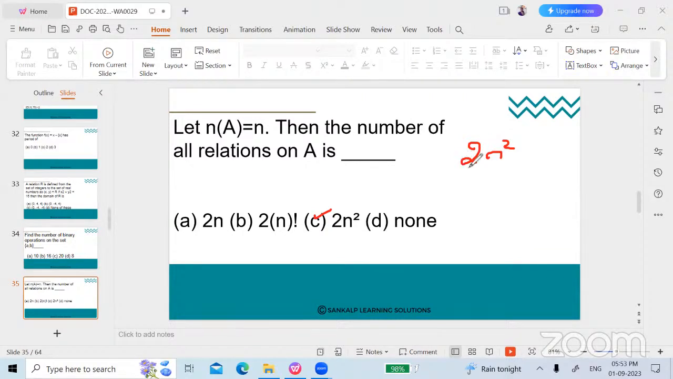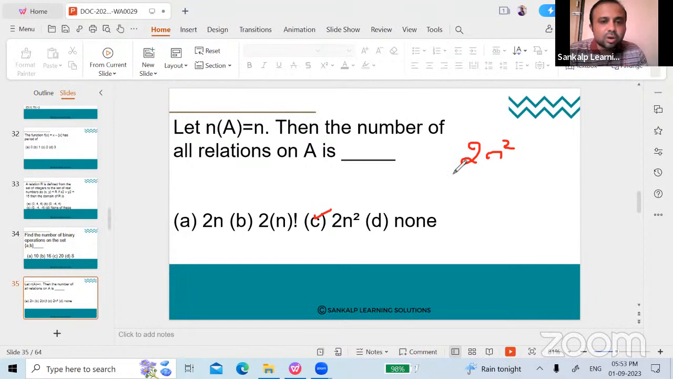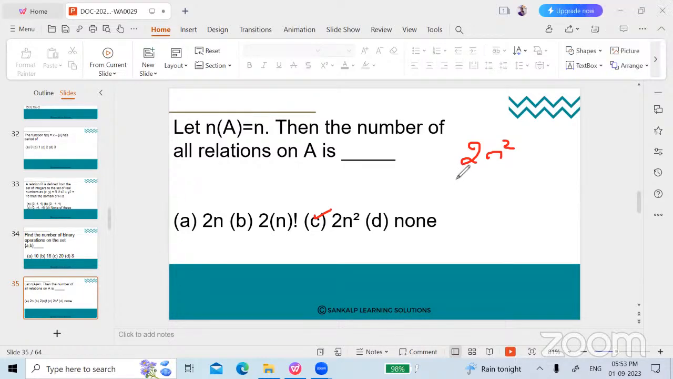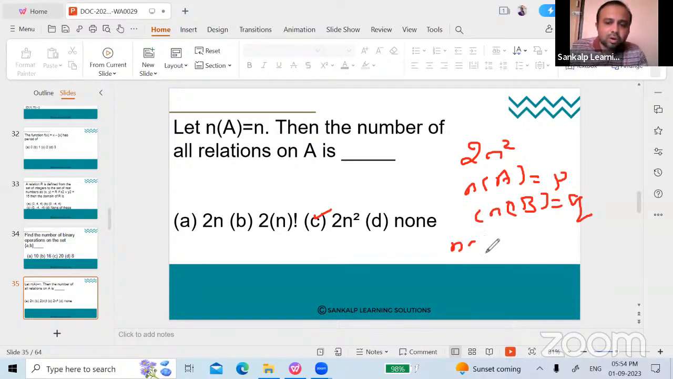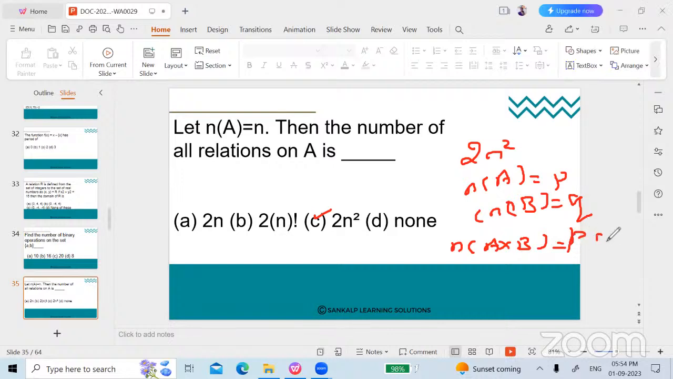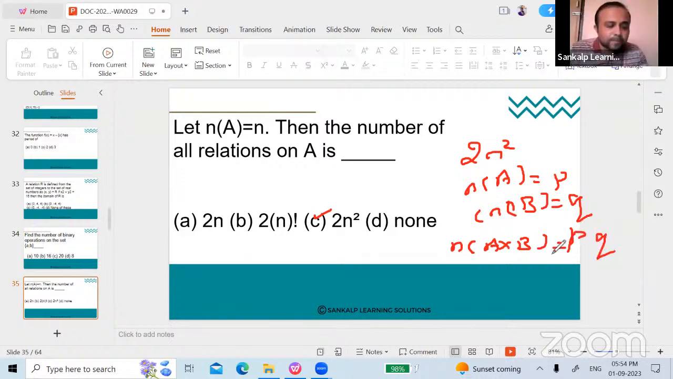Why? Because a relation from A to B can be defined as a possible subset of A into B. Correct? The number of possible subsets of A into B are what? N of A, if you take it as P, and N of B, if you take it as Q, then N of A into B is PQ. And the number of subsets of A into B is nothing but 2 raised to PQ.